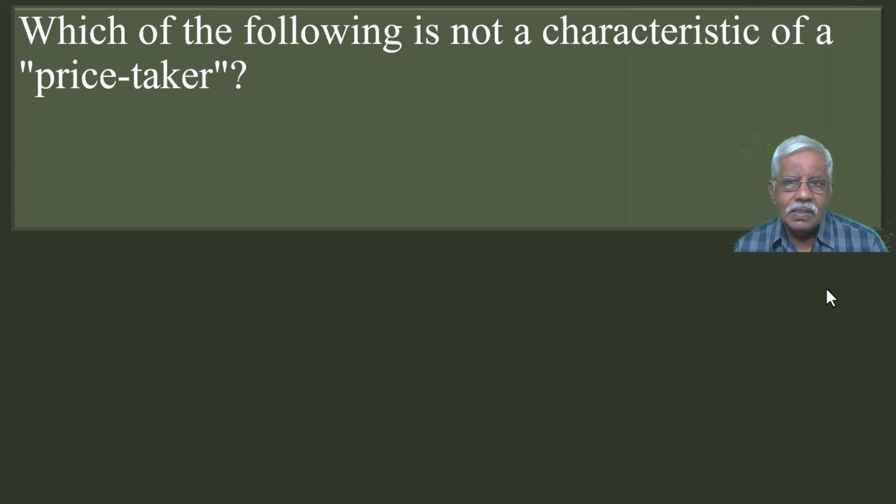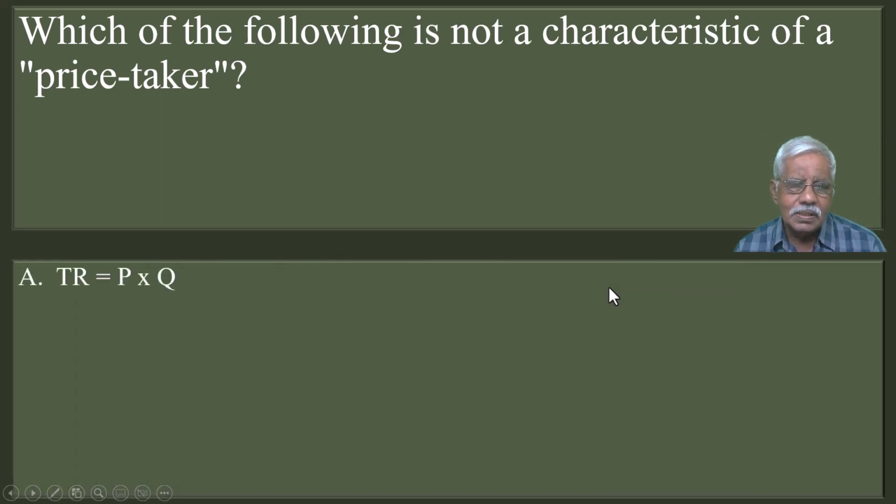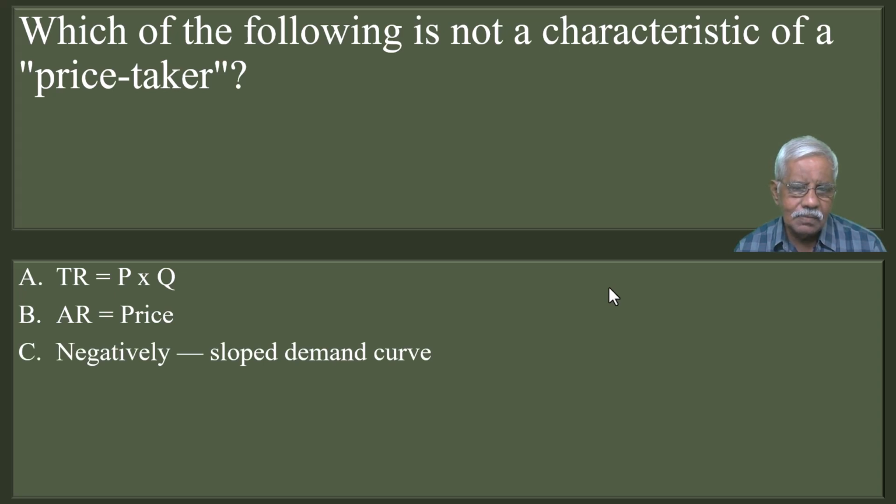Which of the following is not a characteristic of a price taker? Options: total revenue equal to P times Q, average revenue equal to price, negatively sloped demand curve, marginal revenue equal to price. A price taker firm is operating under perfect competition. Its demand curve cannot be negatively sloped. It is horizontal. So, option C is the correct answer.